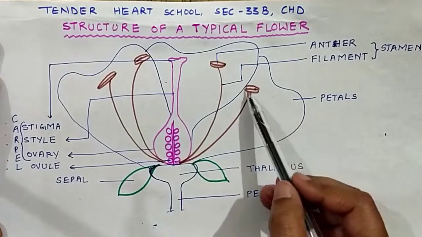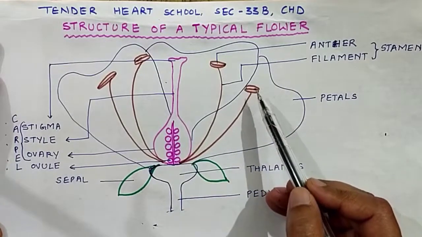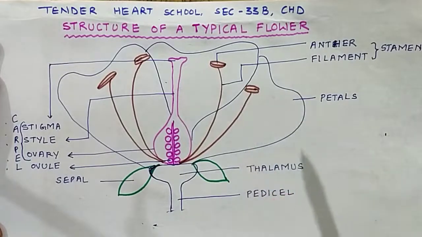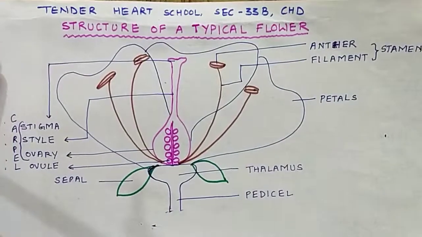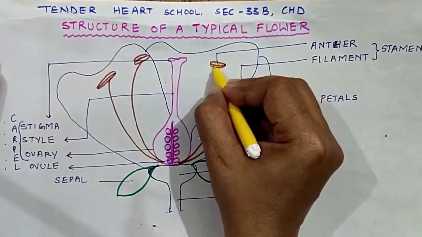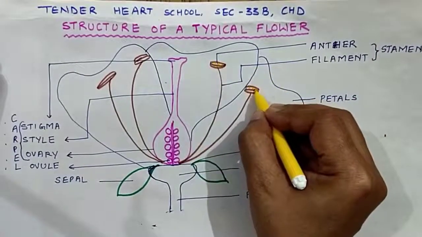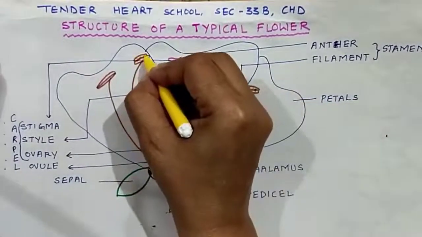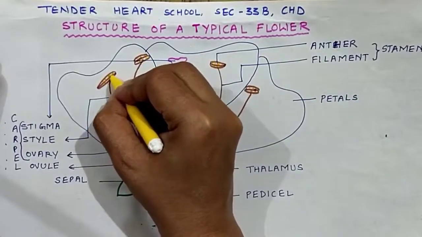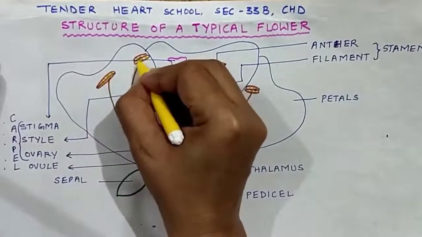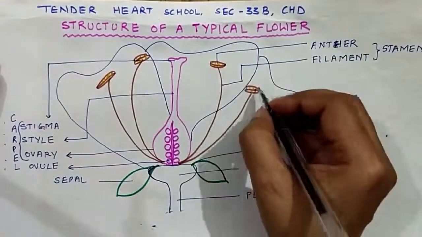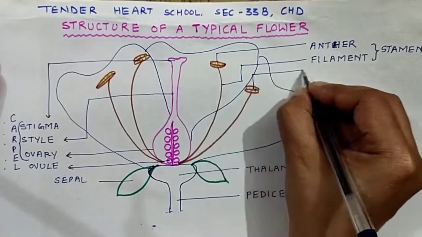Similarly, inside the anther, we have the male gametes present, which are called the pollen grains. So we can show the pollen grains. Pollen grains are a yellow colored powdery substance which is present inside the anther. So inside the anther, here you can also label pollen grains.